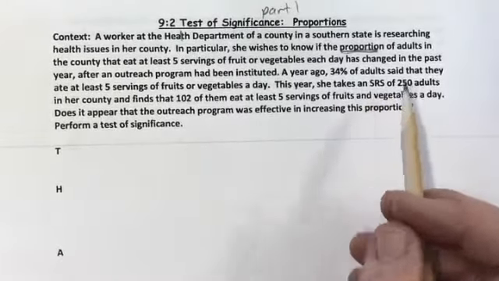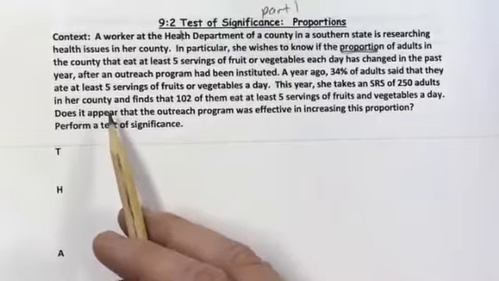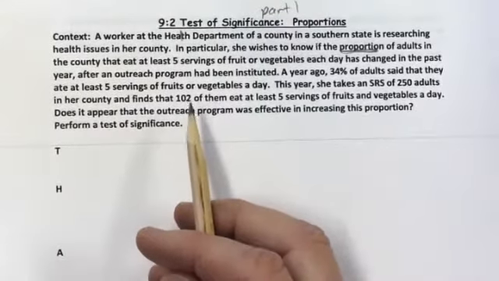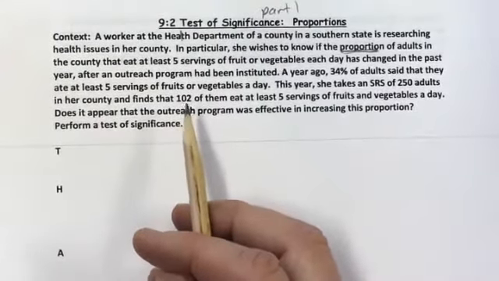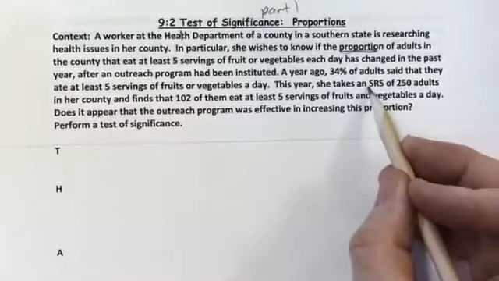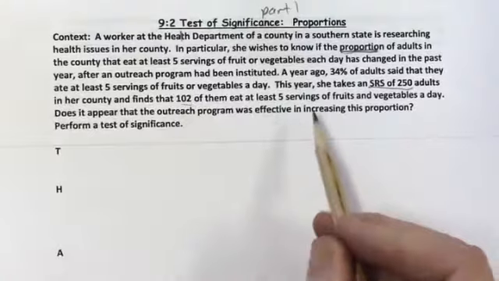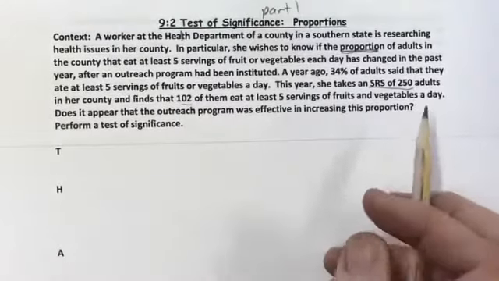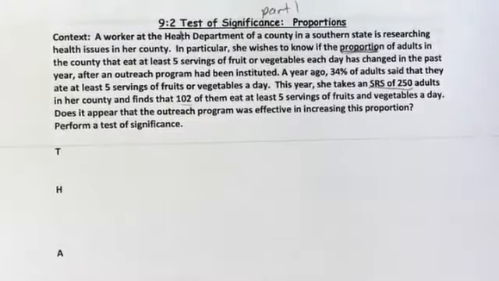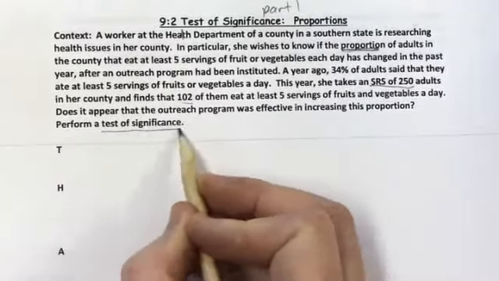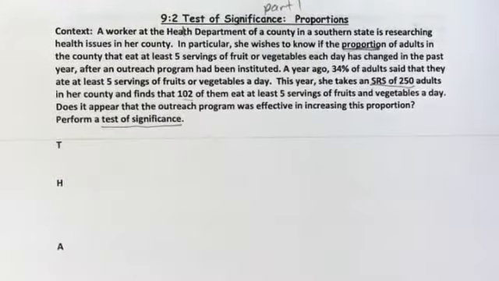A year ago, 34% of the adults said that they ate at least 5 servings of fruits or vegetables a day. This year, she takes an SRS of 250 adults in her county and finds that 102 of them eat at least 5 servings of fruits and vegetables a day. Does it appear the outreach program has worked? Was it effective in increasing this proportion? Perform a test of significance, otherwise known as a hypothesis test.